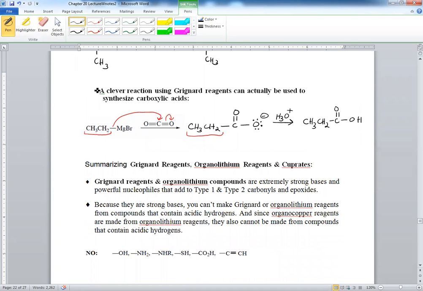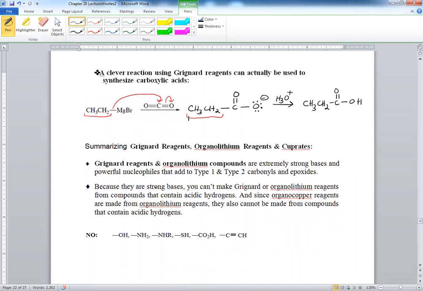So let's go to the next part here. It says summarizing Grignard reagents, organolithium reagents, and cuprates. So far we studied that Grignard reagents and organolithium compounds are extremely strong bases and powerful nucleophiles that add to type 1 and type 2 carbonyls and epoxides. We may not have covered epoxides, but we will, at least when we meet, because they produce really useful reactions. So remember, epoxides are these.